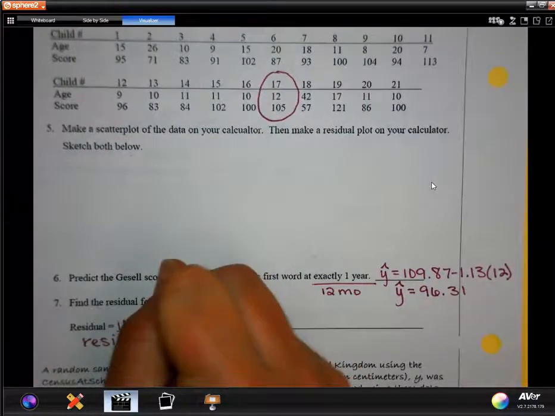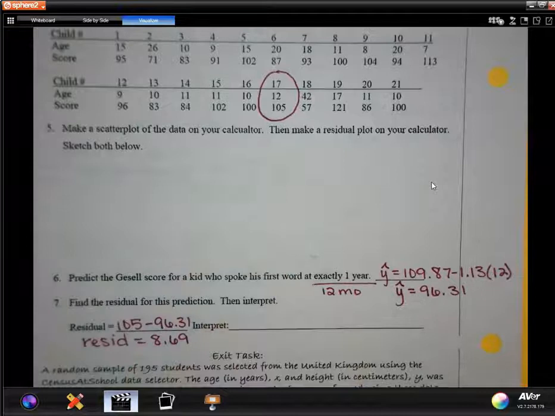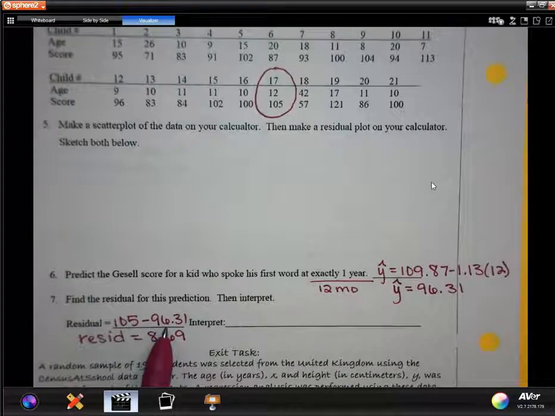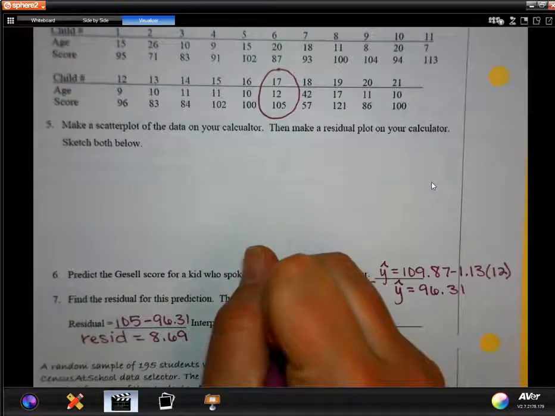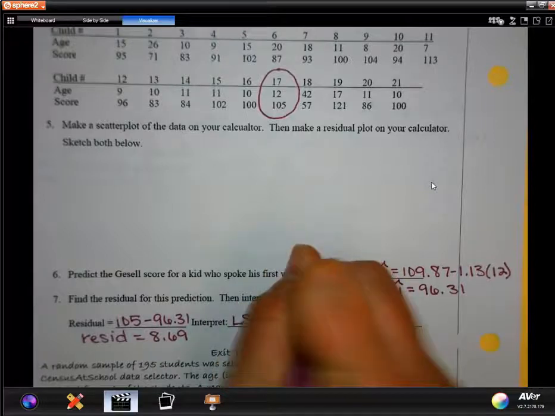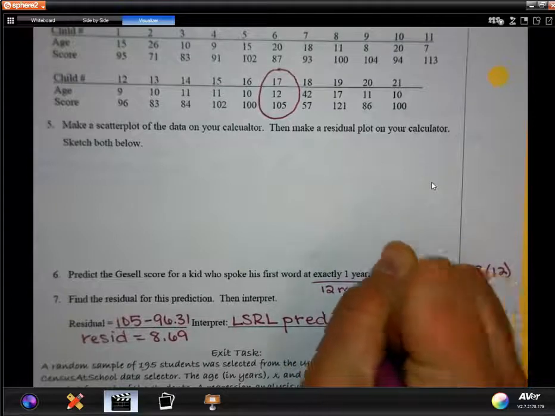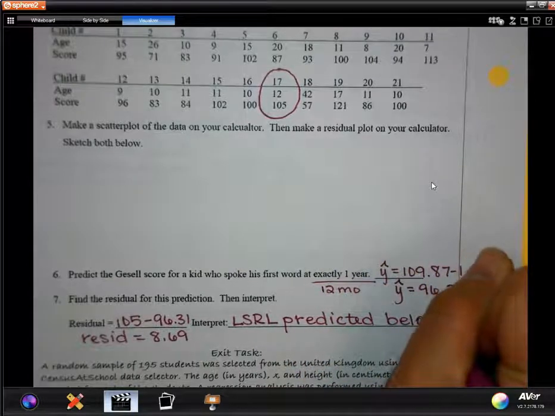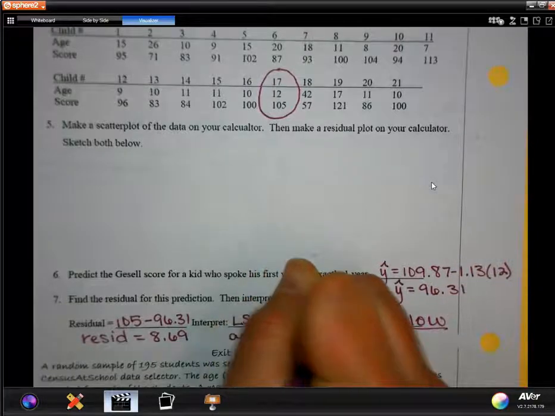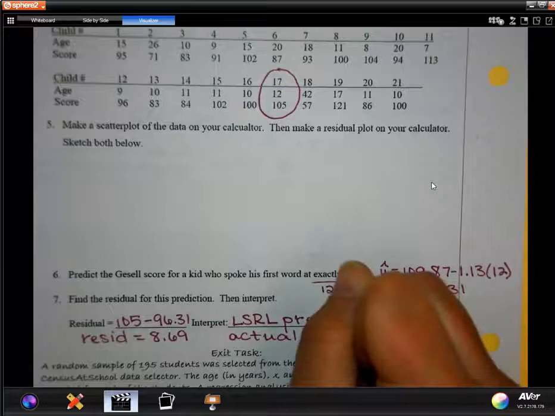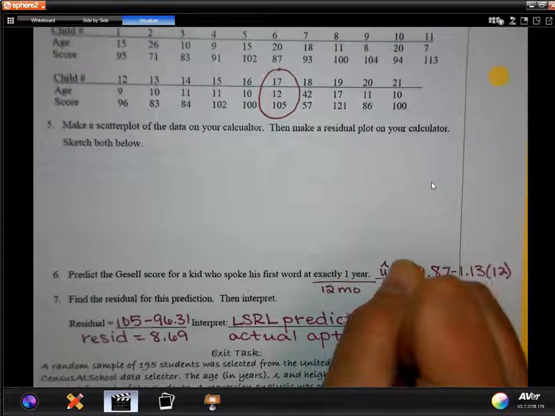And then interpreting residuals. The biggest thing with interpreting residuals is you want to state whether the least squared regression line predicted above or below the actual. In this case, it predicted below, 96.31, when the actual was 105. So the least squared regression line predicted below the actual aptitude score by 8.69 points.